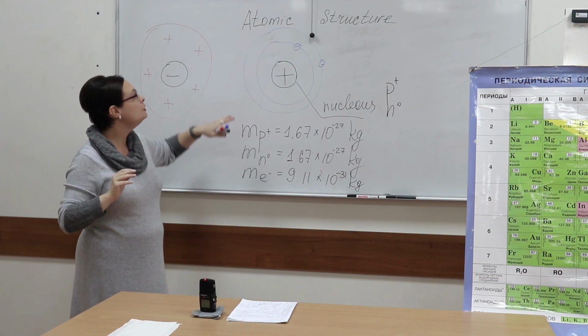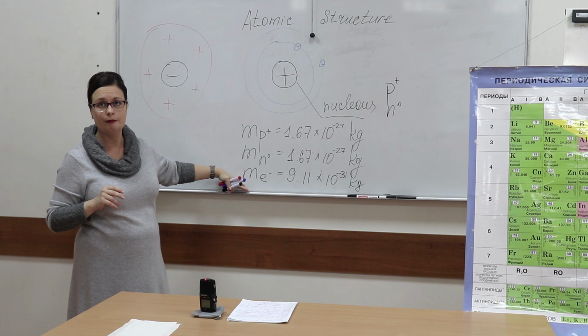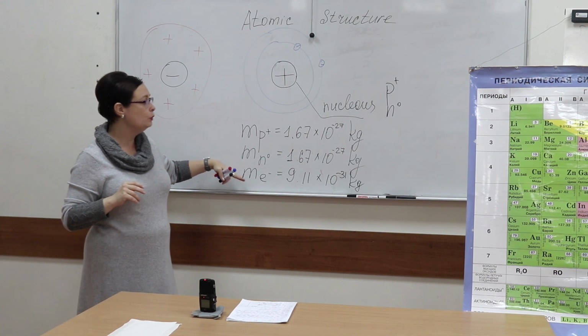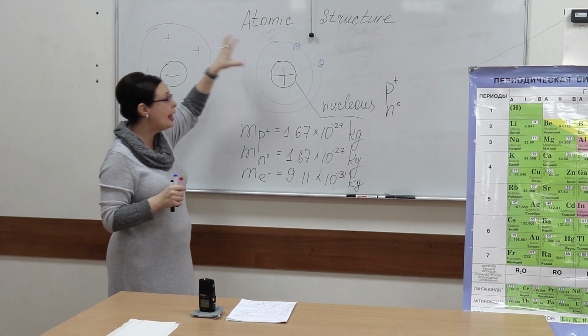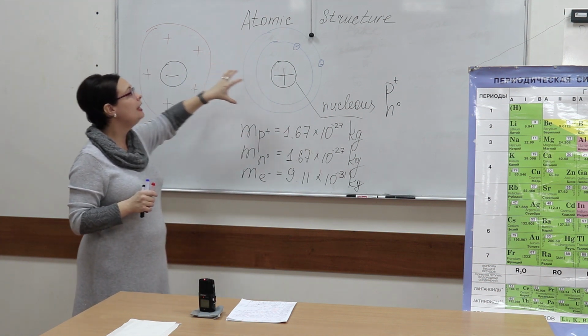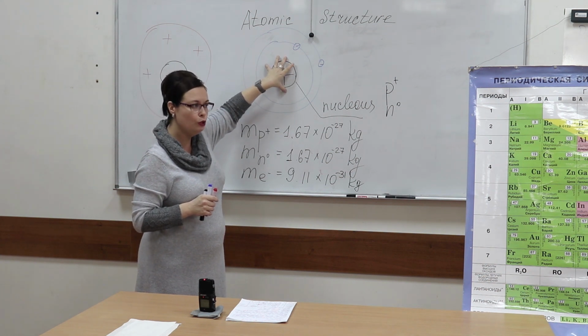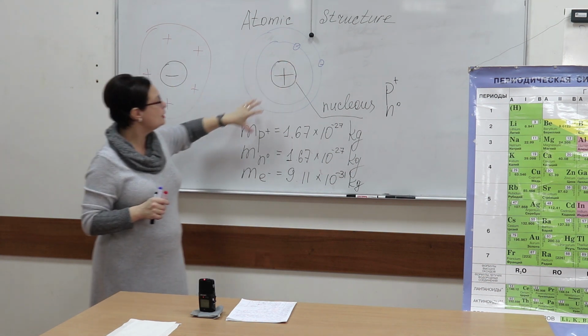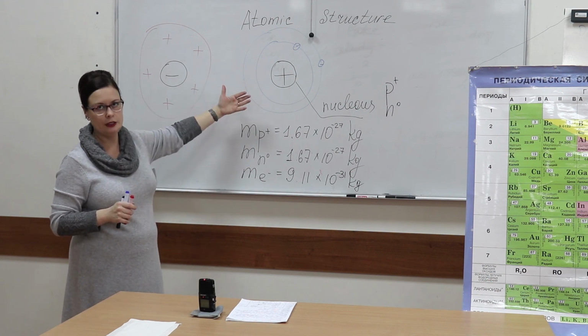Hence, counting the mass of an atom, we can neglect this value. And we can count that the mass of the atom is collected in the nucleus, and the mass of the nucleus is the mass of the protons and neutrons in its content.